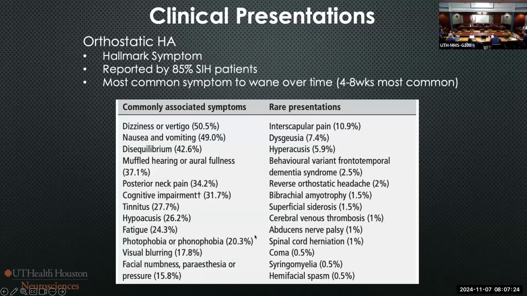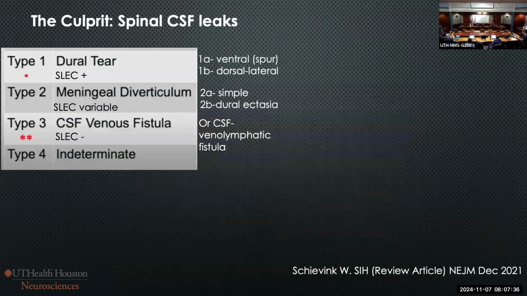Superficial siderosis, if you see hemosiderin layering, especially in the posterior fossa, the most likely cause is that there's a spinal leak somewhere. And of course, patients can present even in a coma. So let's look deeply now at the culprits, spinal CSF leaks.